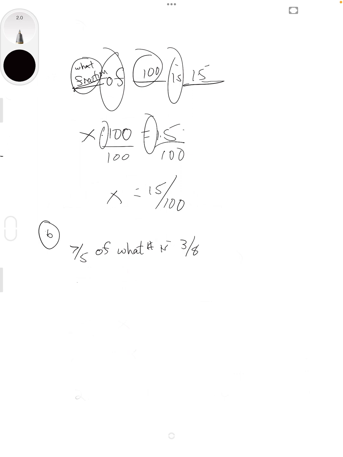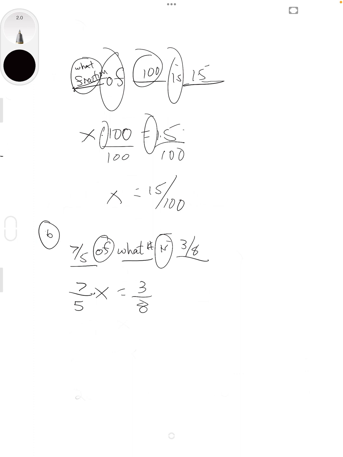Well, I don't know, I'm going to write it as an equation. 7/5 of means times what number? Again, blank of blank is blank. I'm going to use x is equal to 3/8. So I just have to find x.